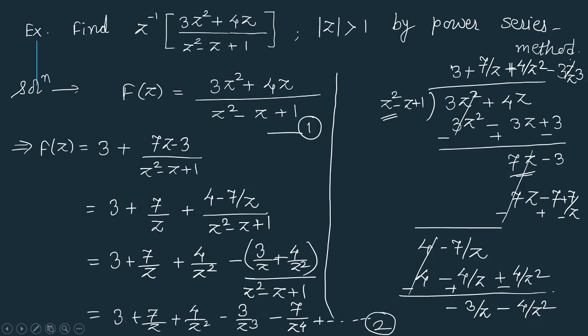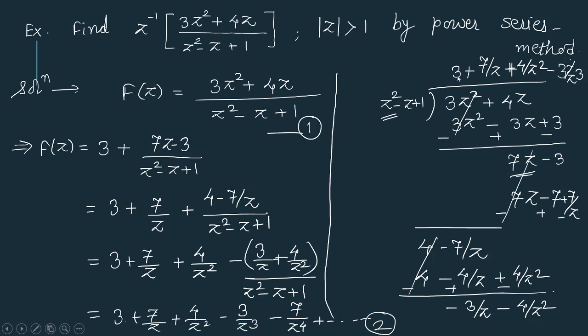Now here quotient is 3. We write down the remaining term as remainder as 7z minus 3. Again we divide the terms 7 by z, then we get these terms. Remainder is 4 minus 7 by z. Again we write down here 4 by z square term. We get the remainder minus 3 by z minus 4 by z square. Again we divide the terms. In this way we divide the terms.